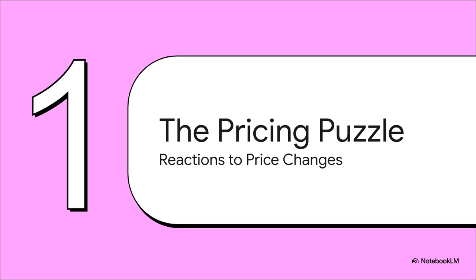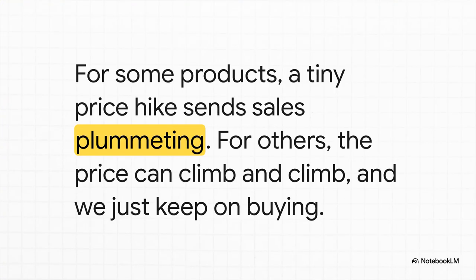All right, so let's start by really digging into that puzzle. It's all about our weirdly inconsistent reactions when prices change. This is really the heart of it, right? For certain things, a tiny little price hike can cause sales to just fall off a cliff. But for others, the price can climb and climb and climb, and we just keep on buying. So what on earth explains this difference? Well, the answer has a name, and that name is elasticity.